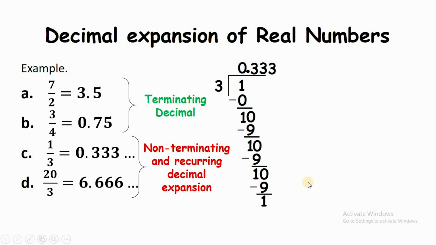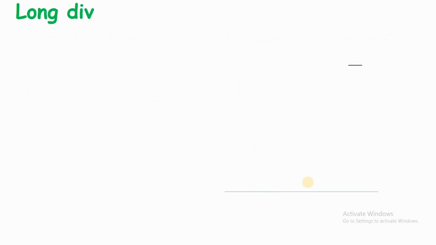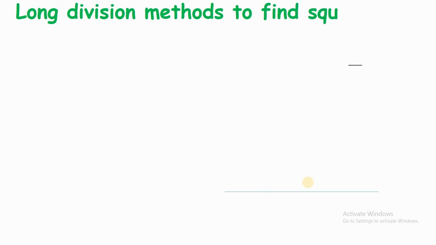Now, how to find the decimal expansion of an irrational number? So in class 8 we have learned about how to find the square root of 2, or square root of any number, by long division method. So same here, again we'll use the long division method to find the square root of a number.